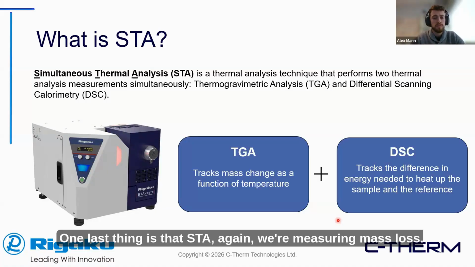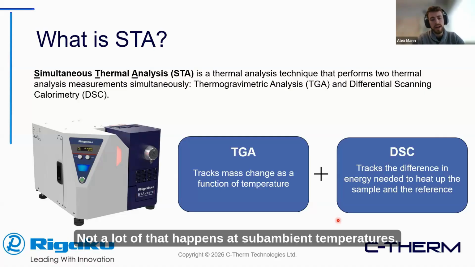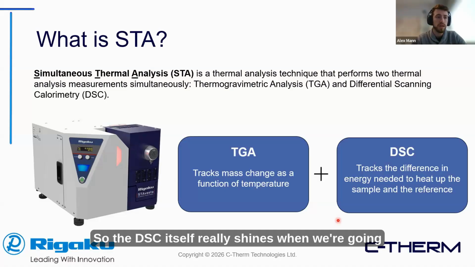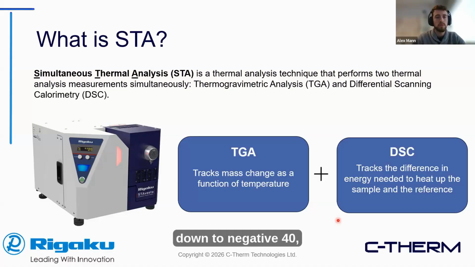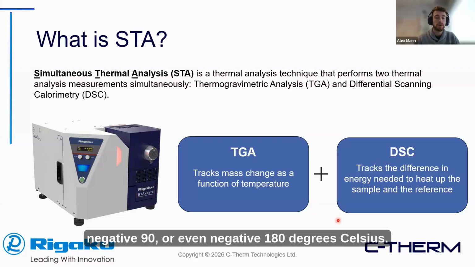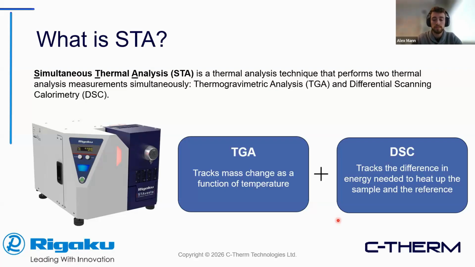One last thing is that in STA we're measuring mass loss, and not a lot of that happens at subambient temperatures. So the DSC itself really shines when we're going down to -40, -90, or even -180 degrees Celsius.